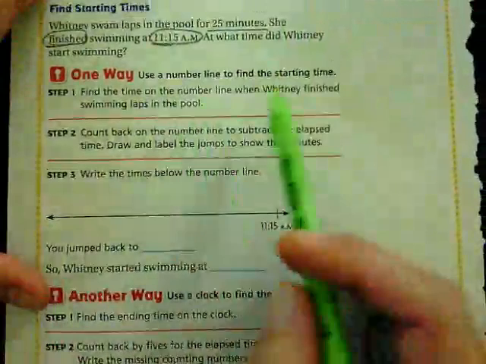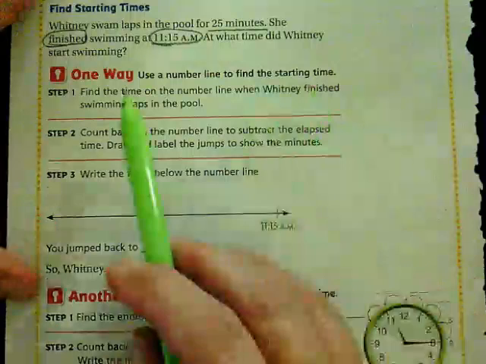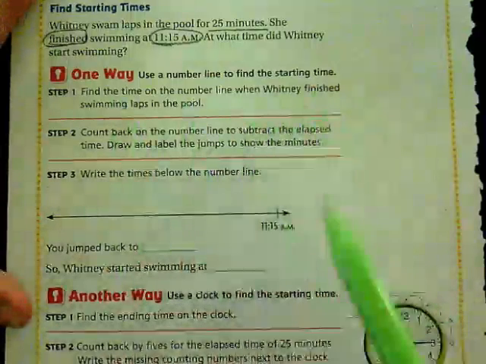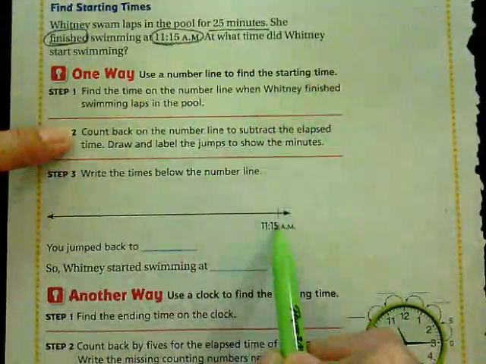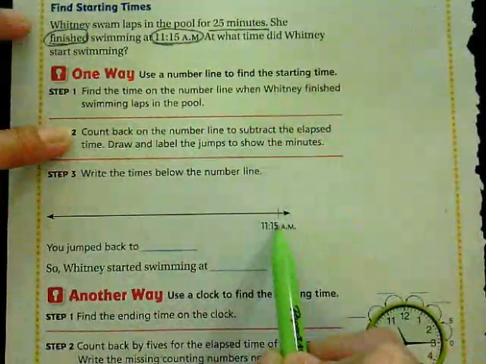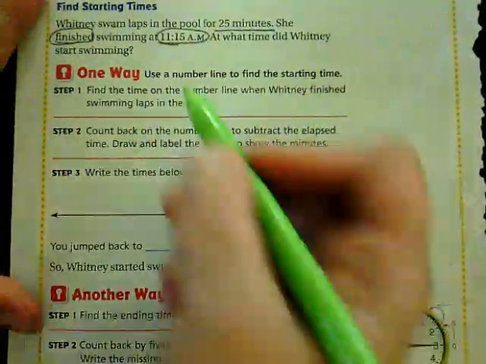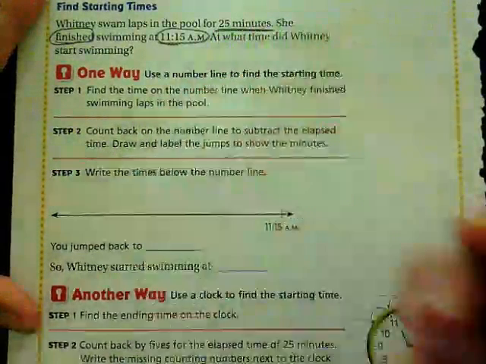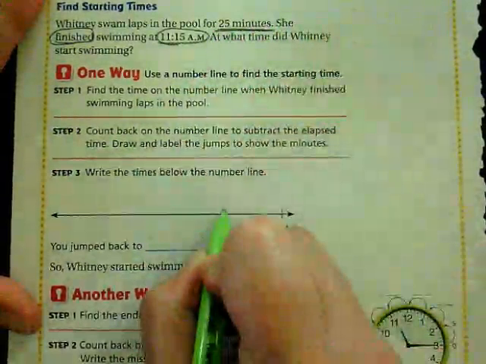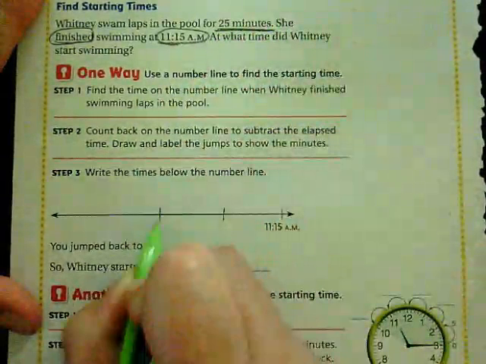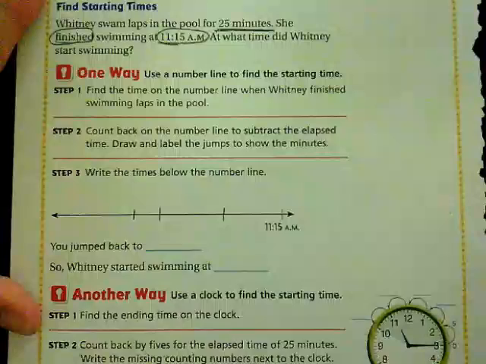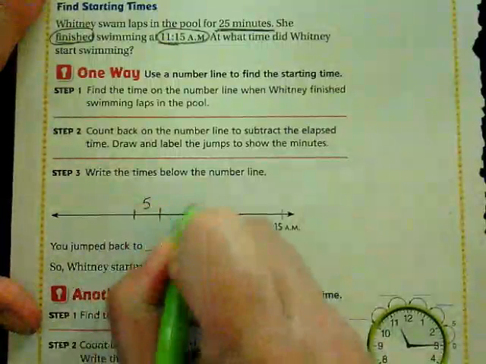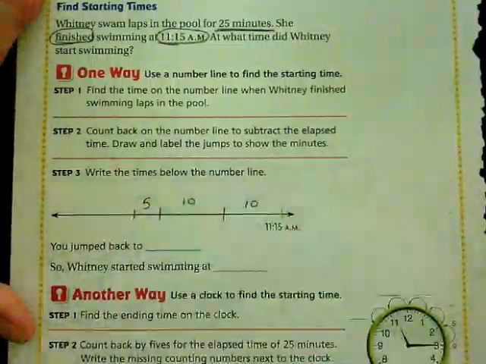So one way is to use a number line to find the starting time. We're going to find the time on the number line when Whitney finished, 11:15. Then we're going to count backwards on the number line to subtract the elapsed time. Draw and label the jumps to show the minutes. Okay, so 25 minutes is what we need to go. So I have 10 minutes, 20 minutes, then 5 minutes, about half that. All right, so this is 5, 10, 10.